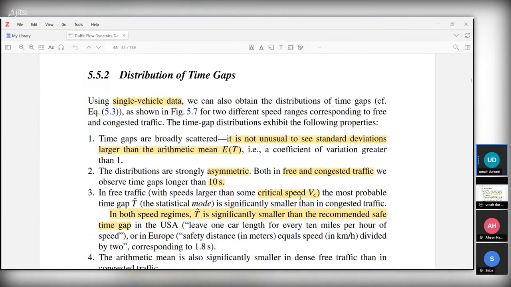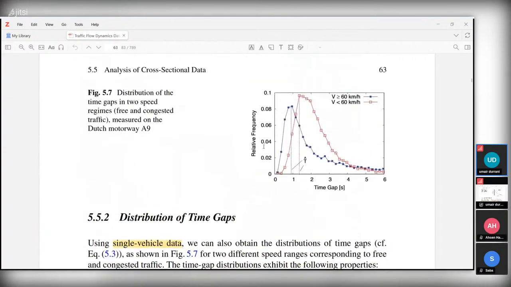And here they mention that it is not unusual to see standard deviations larger than the arithmetic mean of these distributions. We see that they are asymmetric distributions. They are not normal distributions. We have a longer right tail, and the reason is that we are getting these from the data, right?